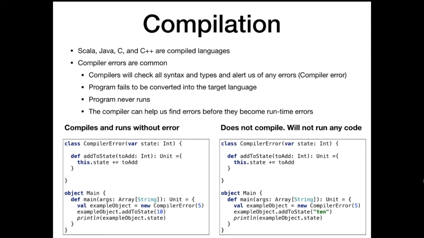So in this example, when we have that same error, we actually can't run this code at all, because when we go to compile it, which is before we even have a chance to run it, the compiler is going to say, hey, this method takes an int and you're giving it a string.